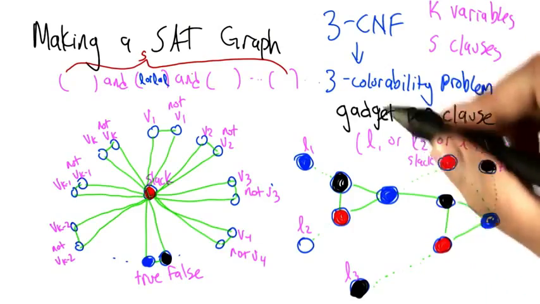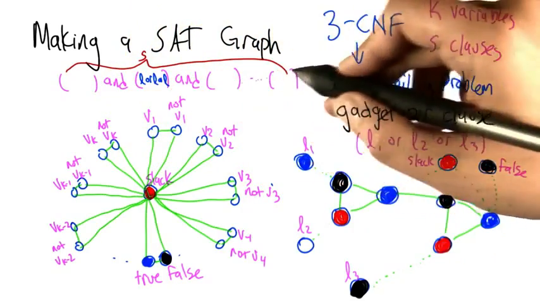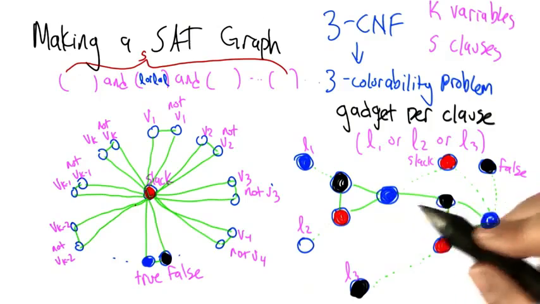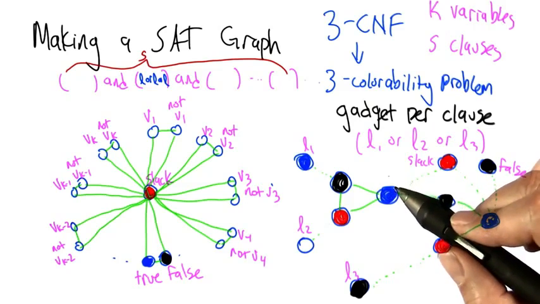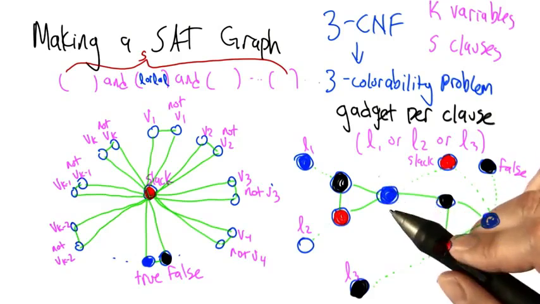Right. So even though a formula with Boolean variables in it and a graph with different colors in it feel like very different problems, in a very deep, fundamental, mathematical way, they're really the same problem.